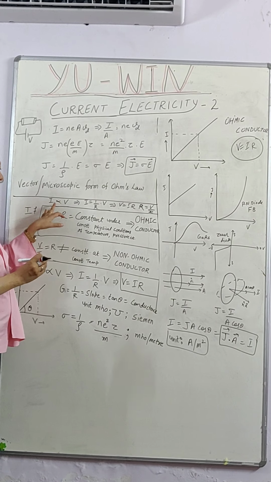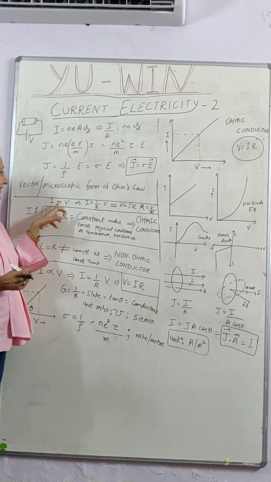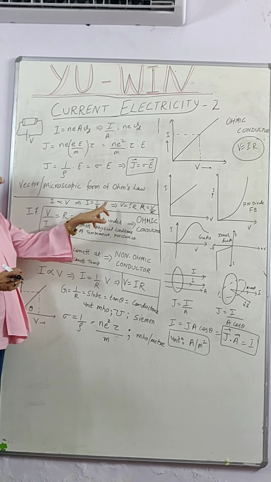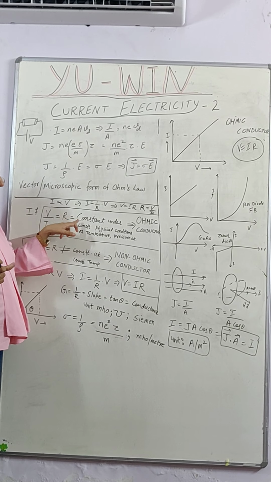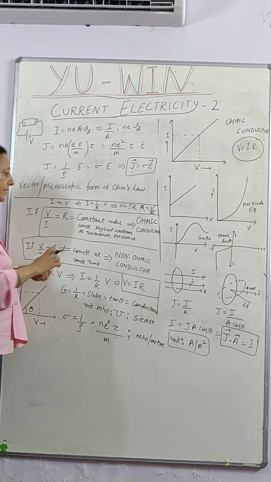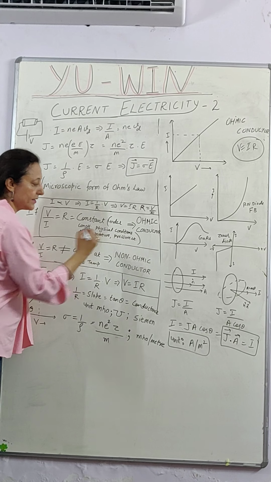First of all, you should never write V is proportional to I. You should always write I is proportional to V. And come to this equation, V by I is equal to R, and V by I is equal to R is constant. If you don't put this constraint of being constant, then this is incorrect.